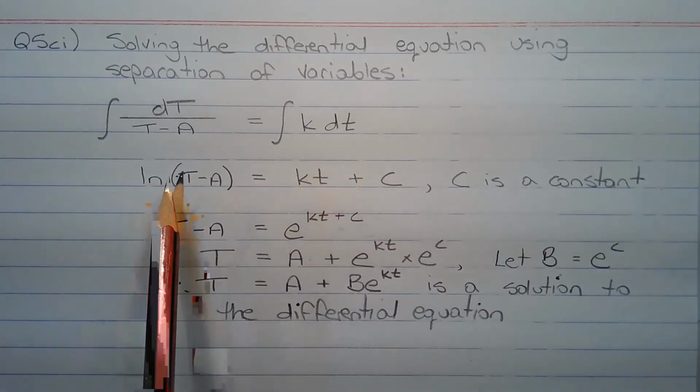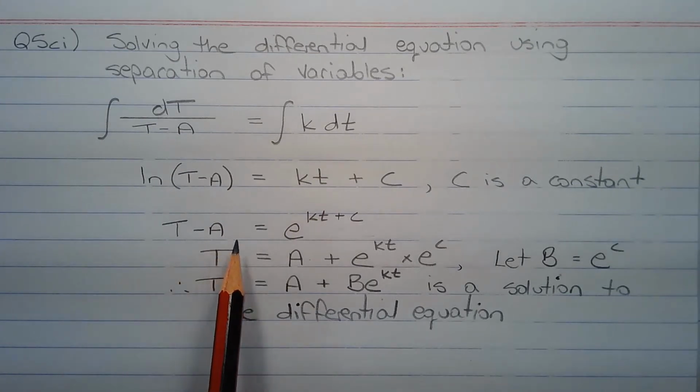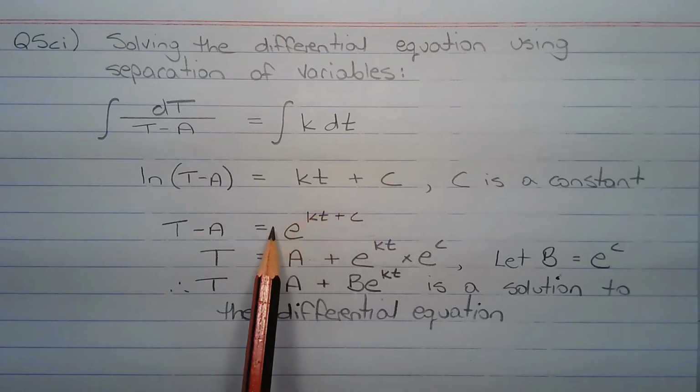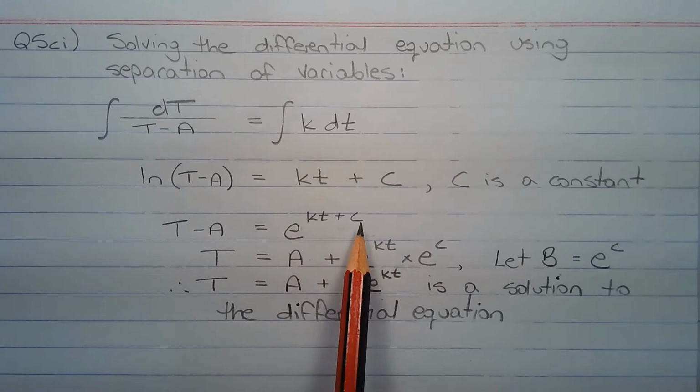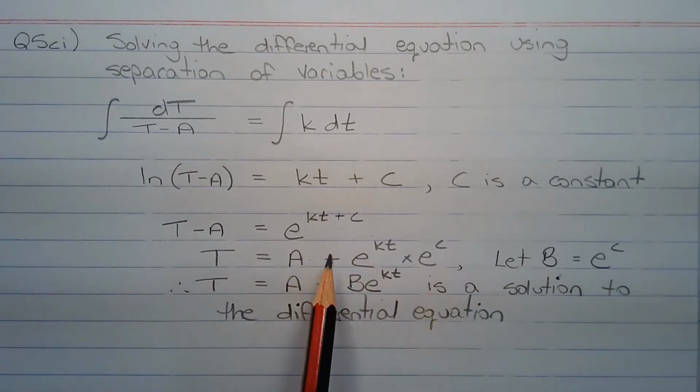Raising both sides of this equation to base e, we have T minus A is equal to e to the power of kt plus c. Now adding A to both sides of this equation and also separating this term using index laws, e to the power of kt plus c can be written as e to the power of kt times e to the power of c. And of course we're adding A here.